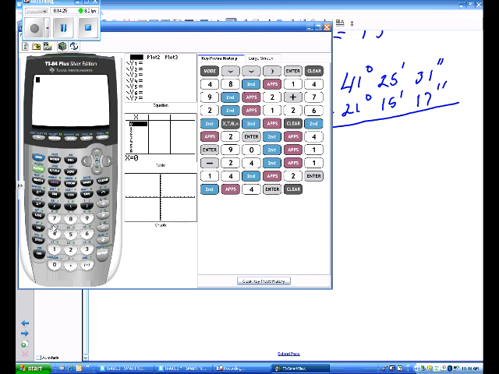So we have 41 degrees, 25 minutes. Now, while that's up there, notice I see a minute, but I don't see anything for seconds. And there's even an arrow that says we can go down. So let's just see if there's something later.